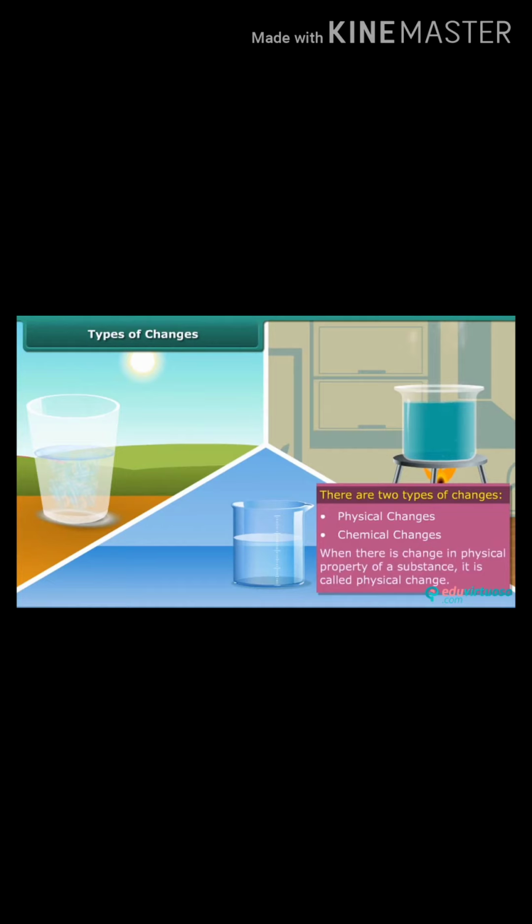Changes are of two types, physical change and chemical change. In this module, let's study about the physical changes. When there is a change in physical properties of substances such as shape, size, color and state of the substance, it is called a physical change. Examples: melting of ice, vaporization of water, dissolution of sugar or salt in water.